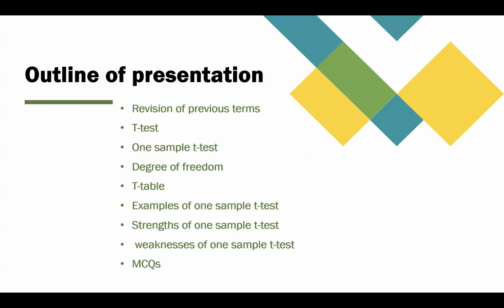So this is the outline of today's presentation, in which we will first do a revision of previous terms. Then we will start with the concept of t-test, then one sample t-test. What do we mean by degree of freedom, t-table, examples of one sample t-test, and then strengths and weaknesses of one sample t-test, followed by the MCQs at the end.